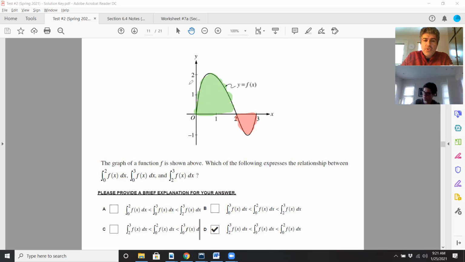So if I go from 0 to 2, that's all positive area. So that's going to be the biggest one. If I go from 2 to 3, it's all negative area. That's going to be the smallest one. If I go from 0 to 3, it's a combination of positive and negative area. So it's going to be a little less than the integral from 0 to 2. And that's why the answer is D. So that was all for that one.